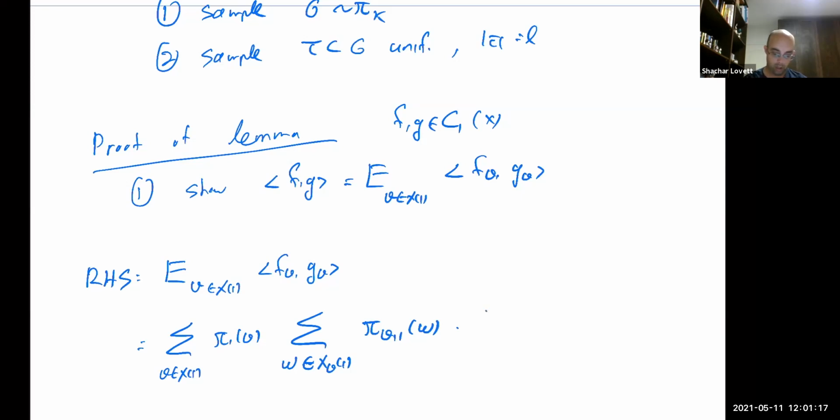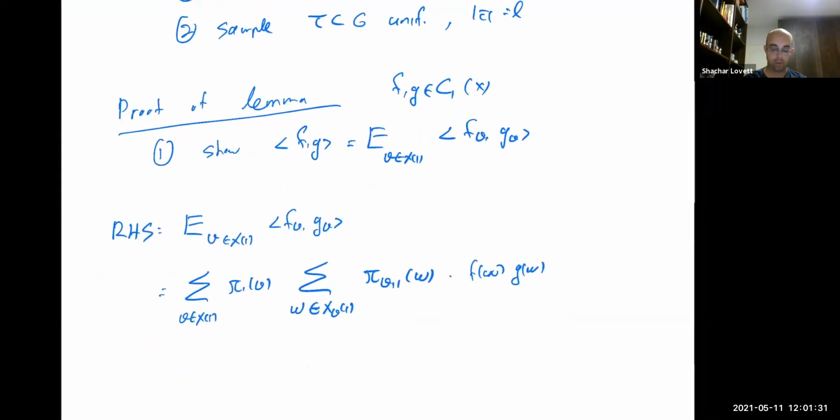Let me remind you that FV is just equal to F on its domain. FV just takes the value of F when it's defined. So I want you all to take a minute to study this expression and convince yourself this is what we're trying to analyze. This is just completely spelling out all the definitions. The expectation over V is just summing over all V's with its probability. And the inner product of two functions in the link of V is just the sum of all nodes W there of FW GW times the probability we sample W in the link of V.